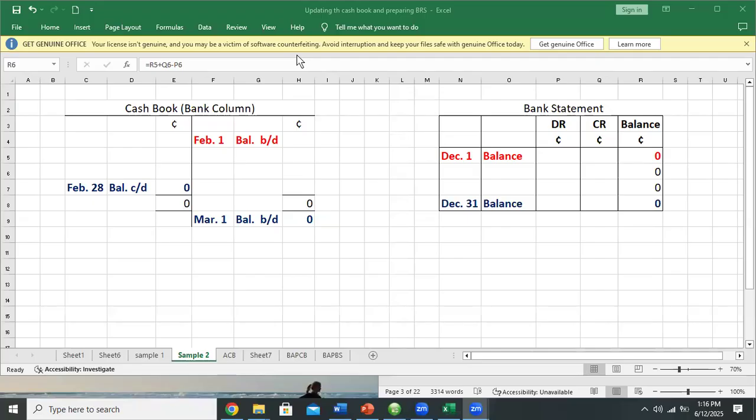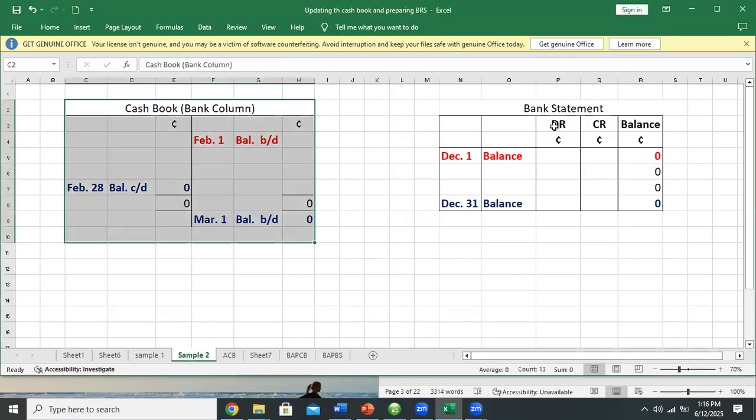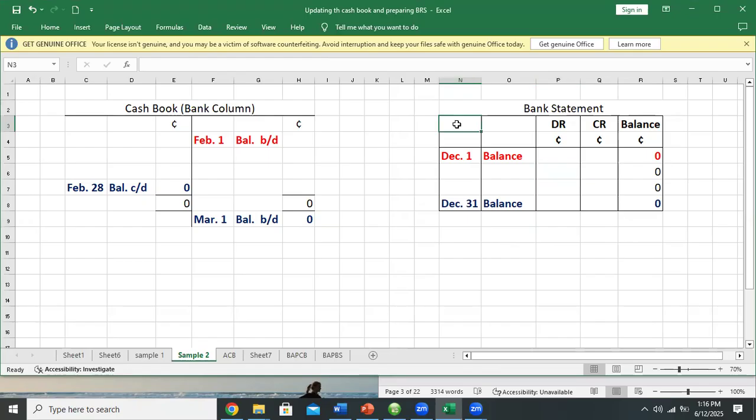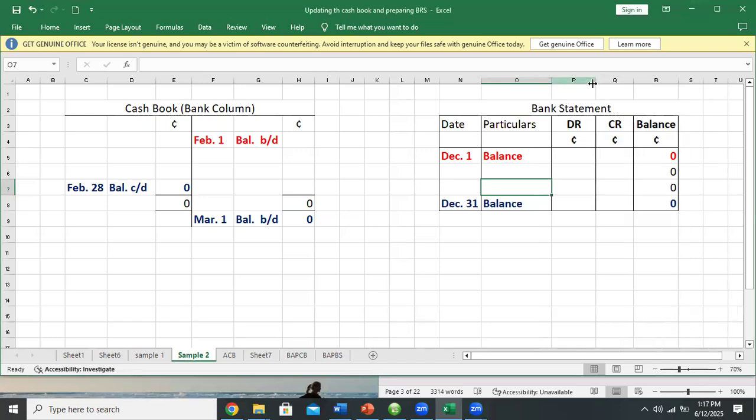Okay, Professor. So I have on your screen a template to facilitate our discussion. This is the cash book bank column, right? And this is our bank statement. As I showed you, the columns are date, details or particulars, and then you have the debit column, credit column, and then the balance.